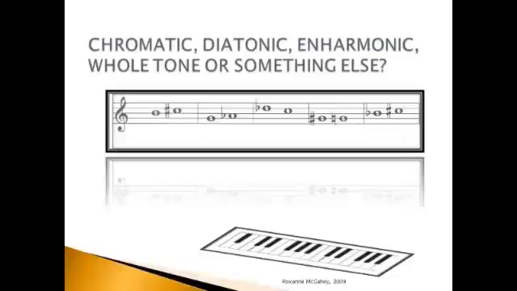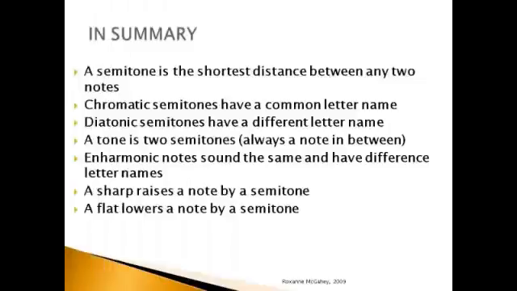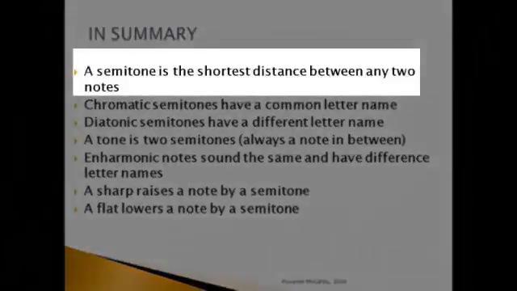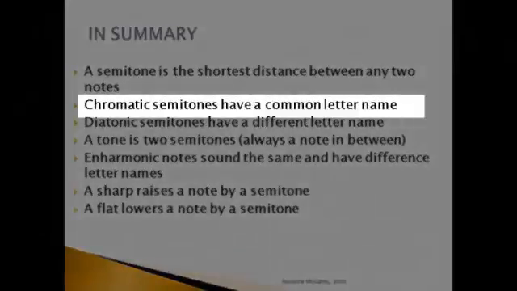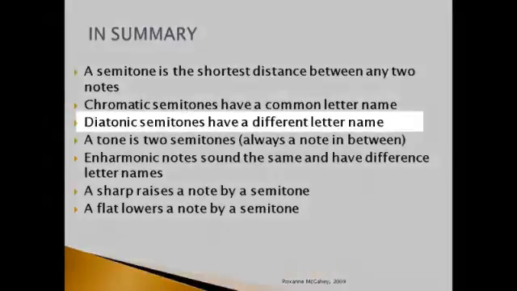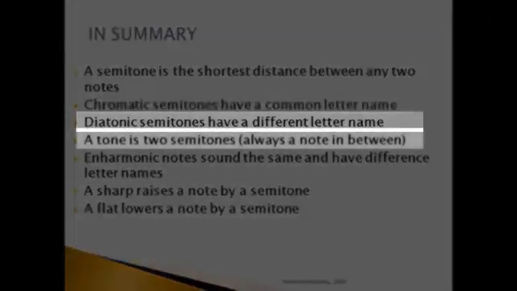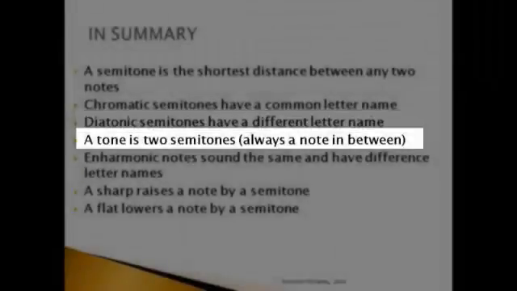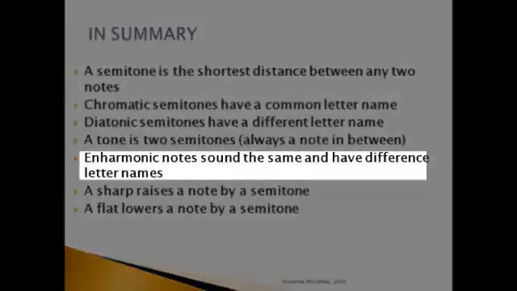To sum up semitones, or half steps, just remember that it's the shortest distance between any two notes. Chromatic semitones have a common or the same letter name. Diatonic semitones have a different letter name. And a tone is simply two semitones. That means that when you have a tone, there's always a note in between, but only one note. Enharmonic notes have the same sound, but they have a different letter name.